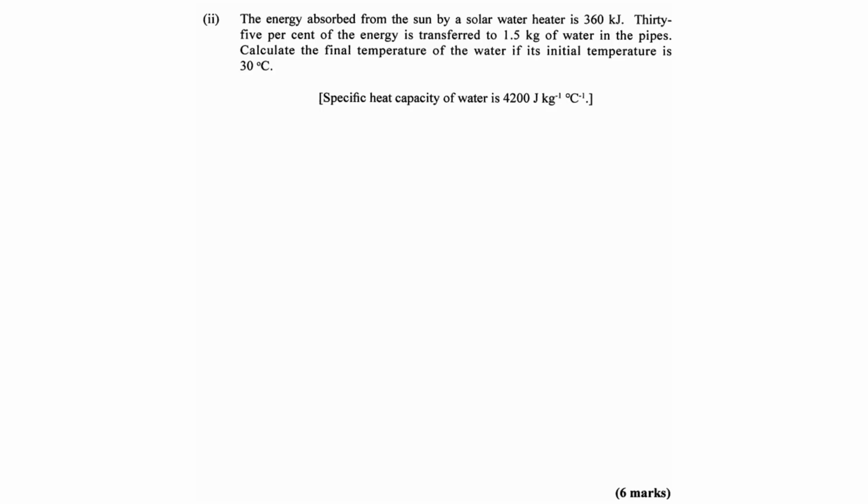So first thing I would do is I would find 35% of that 360 kilojoules. Since it is kilojoules, I would multiply by 1,000 and get 360,000 joules. So 35% of that would be 126,000 joules.